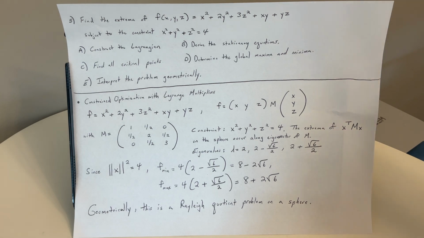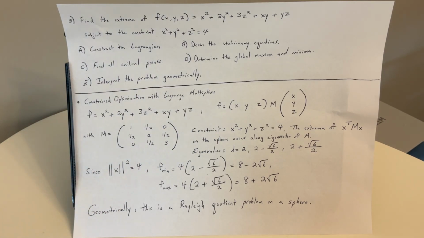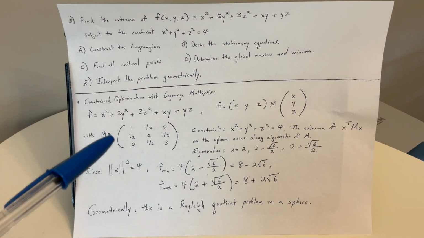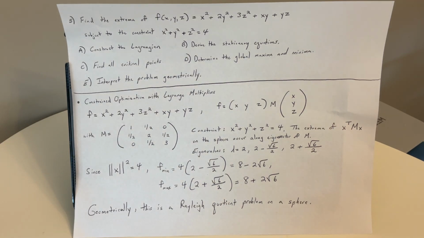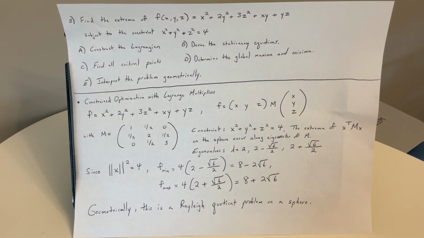So let's see here. Constrained optimization and Lagrange multiplier. So f equals x squared plus 2y squared plus 3z squared plus xy plus yz. And f equals the following, that row x, y, z, M, and then column x, y, z. So with M, first row 1, 1 half, 0, second row 1 half, 2, 1 half, third row 0, 1 half, 3. So our constraint is x squared plus y squared plus z squared equals 4.